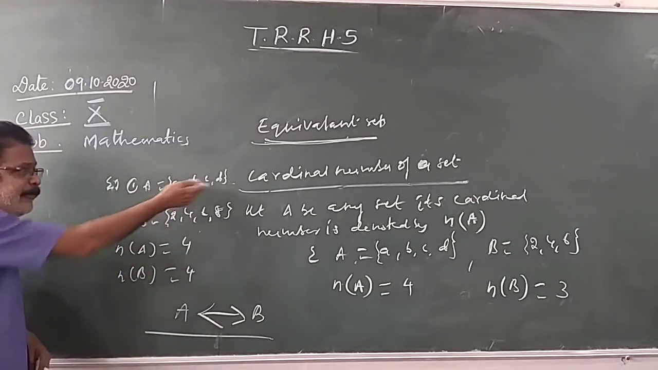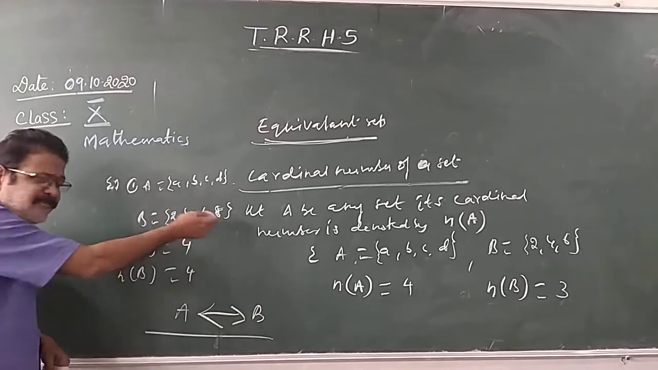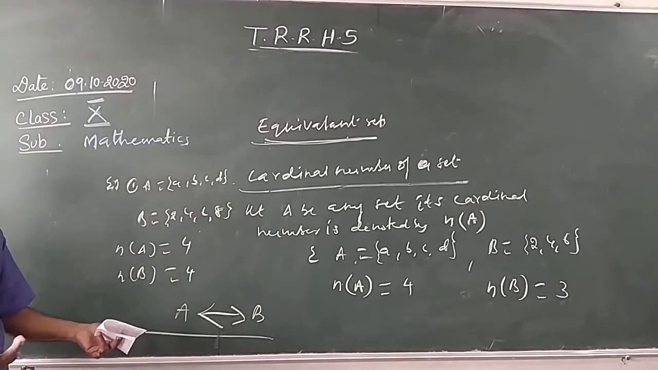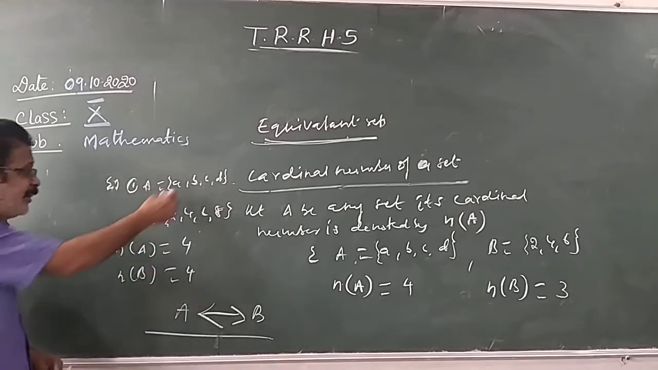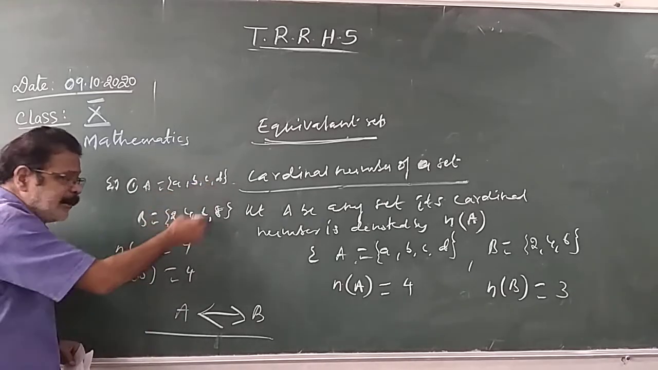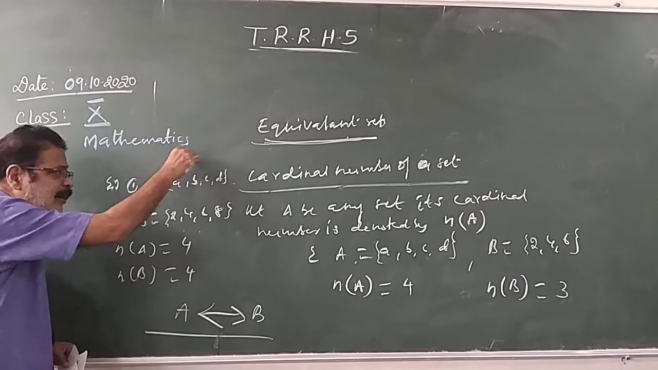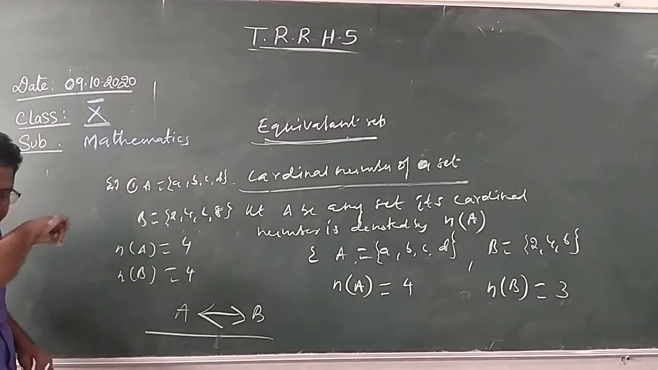Why? In the A set a, b, c, d are there. In the B set 2, 4, 6, 8 elements are there. Different elements. They are not the same. They are not equal. Why? A is not a subset of B. a, b, c, d are not present in B, and 2, 4, 6, 8 are not present in A. That is why they are not equal.